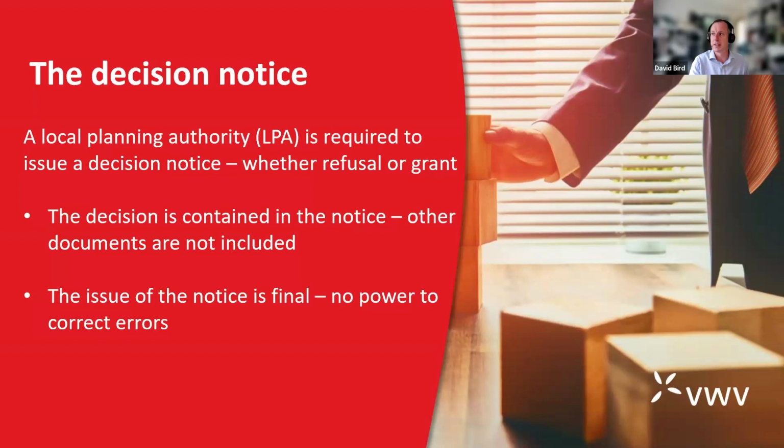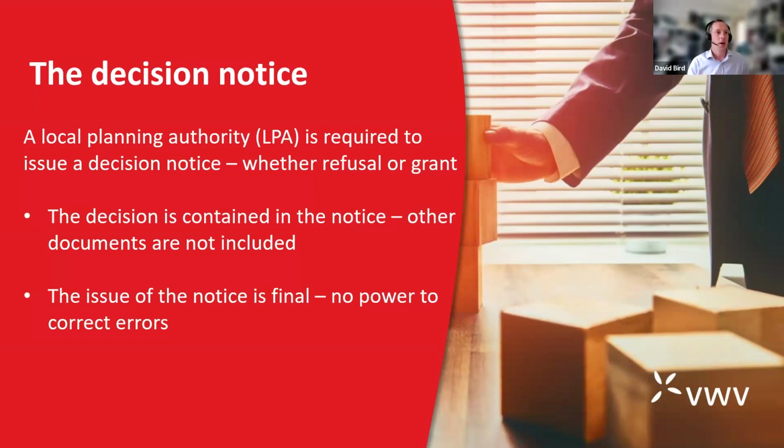The reason for this is certainty. Future owners and third parties should be able to understand what has been granted without having to ask further questions. All this is consistent with the usual English contract law and statutory principles, so there's nothing desperately unusual about that. Finally, on this slide, the issue of the decision notice is final. There isn't a power for the local authority to correct or withdraw it, which leads to a long line of embarrassing authorities where LPAs have issued drafts of decision notices or forgotten to include important conditions. It's too late once it's gone.